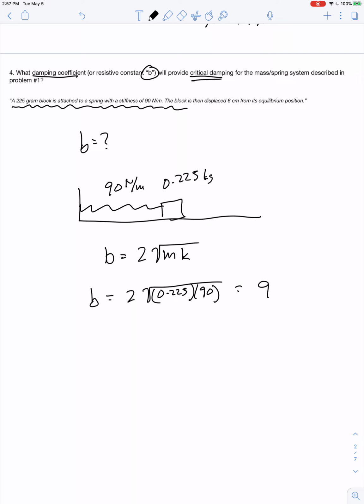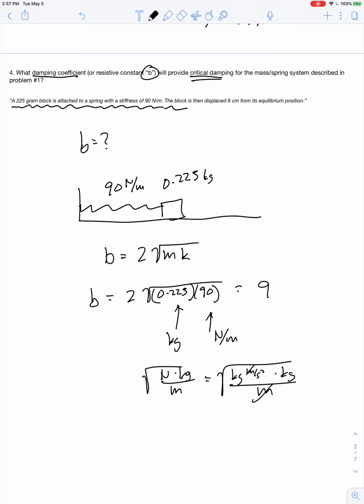Now wait a minute, what are the units? The mass is in kilograms, and the stiffness was in newtons per meter. So we have the square root of Newton kilograms per meter. Now a Newton is a kilogram meter per second squared. So a kilogram meter per second squared times a kilogram divided by a meter. Meters cancel out, and we have the square root of kilogram squared over second squared, which is kilograms per second. So those are interesting units, right? The B value is 9 kilograms per second.